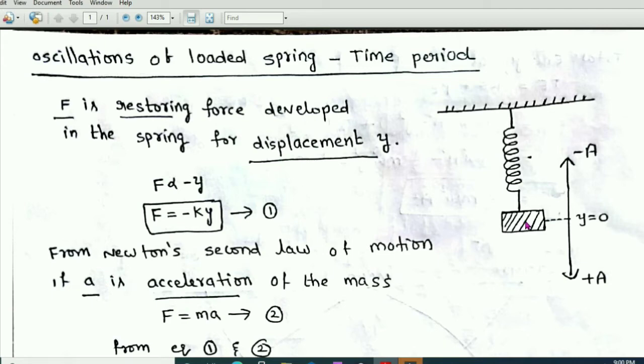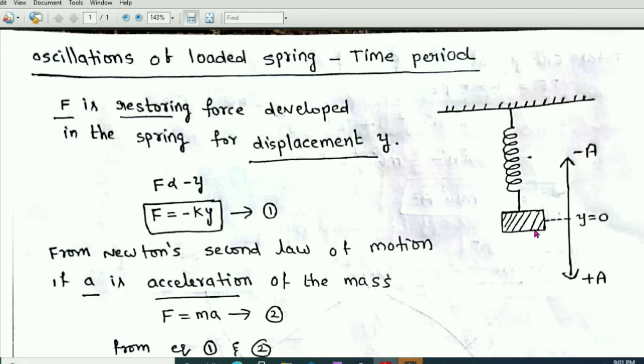Once the block is pulled slightly down and released, it makes vertical oscillations on either side of the mean position. This side, in the positive direction, is plus A, the amplitude, and the backward direction is minus A. Generally, the forward direction is plus A and the backward direction is minus A. Like that we have taken the sign convention. So it makes vertical oscillations with amplitude capital A.